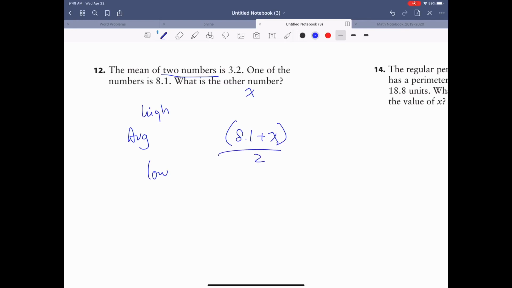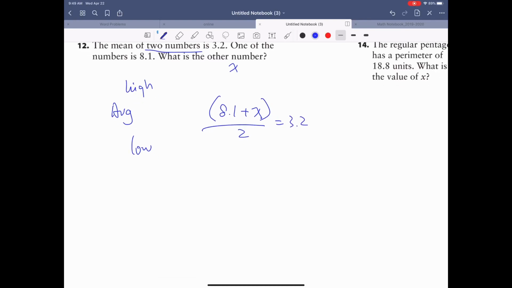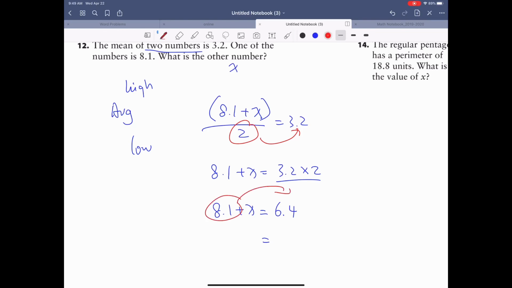The average of the two numbers is 3.2. Just solve it. Okay, 8.1 plus x, divided by 2, equals 3.2. Throw the 2 over to the other side, so 3.2 times 2. Okay, 8.1 plus x equals, this part is 6.4. Okay, and you throw this little baggage over to the other side, change the sign, minus 8.1.